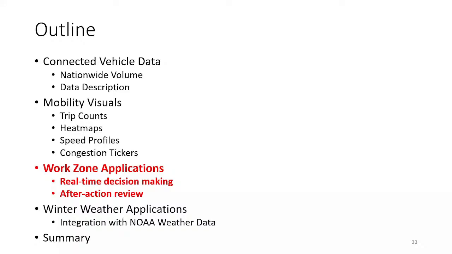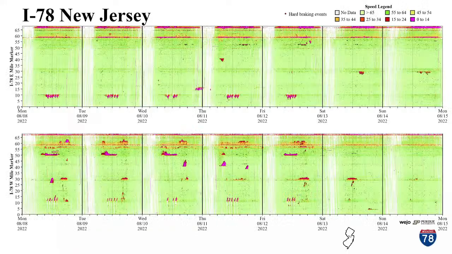We can see how traffic is reacting to that, how much traffic is queuing, or if there's a crash in progress, how recovery is going. So this is one example from I-78 in New Jersey that I chose.